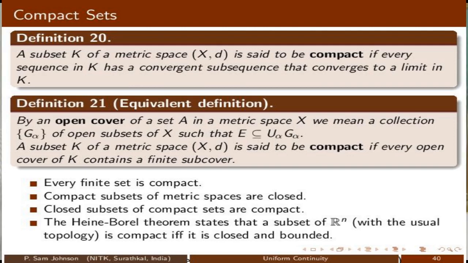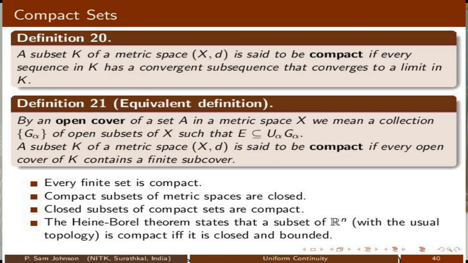What do you mean by an open cover of a set? You have a collection of open sets whose union contains a set; then the set has an open cover. So a subset of a metric space is said to be compact if every open cover has a finite subcover.